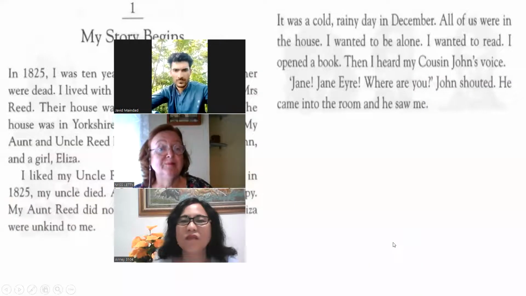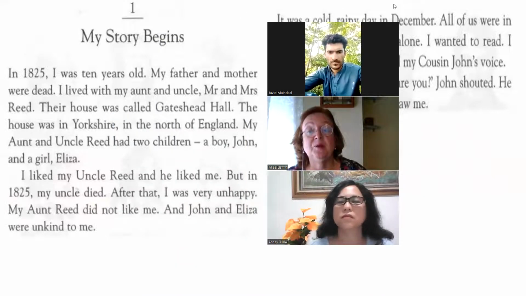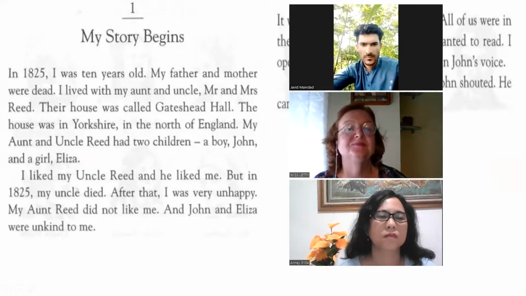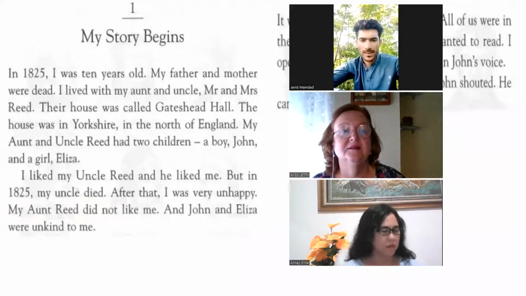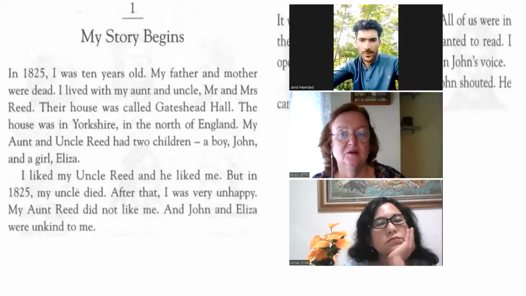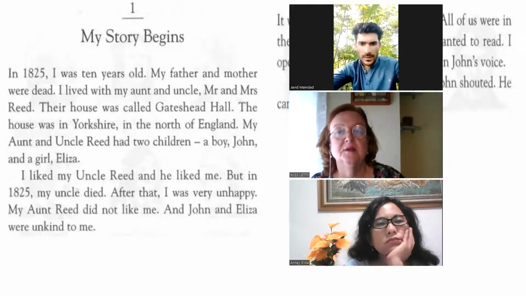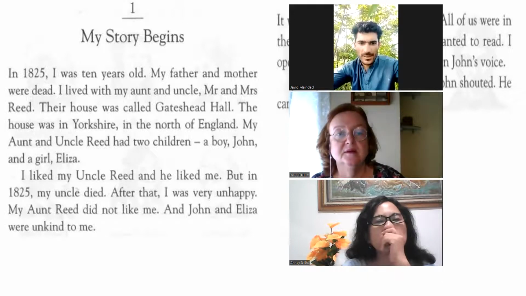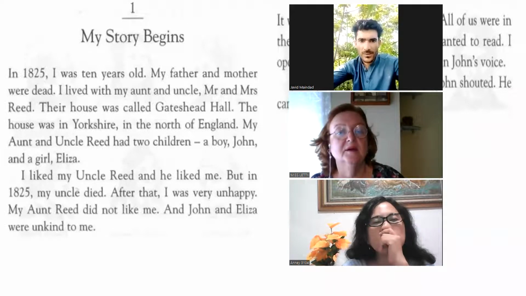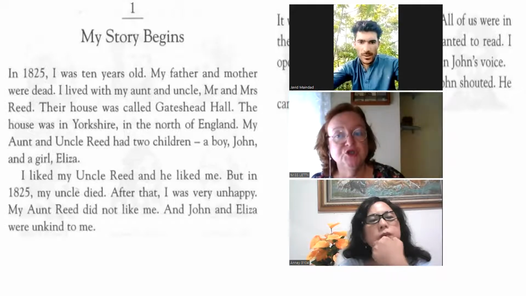So now we're going to chapter 1. Are we ready, Javid? You can start and I will help you when necessary. Okay, my story begins in 1825. I was 10 years old. My father and my mother were dead. I live with my aunt and uncle, Mr. and Mrs. Reed. Their house was called Gateshead Hall. The house was in Yorkshire, in the north of England.